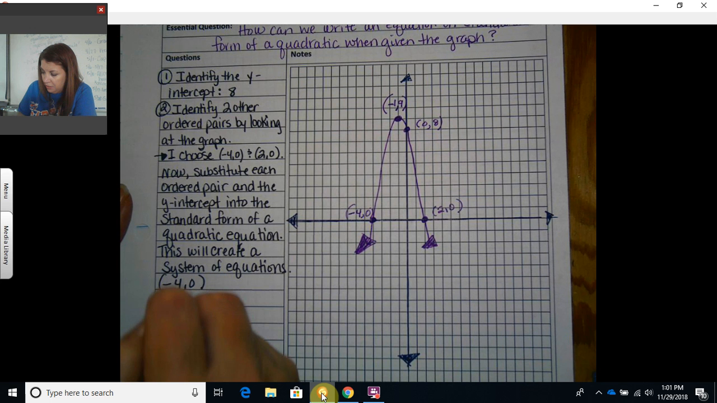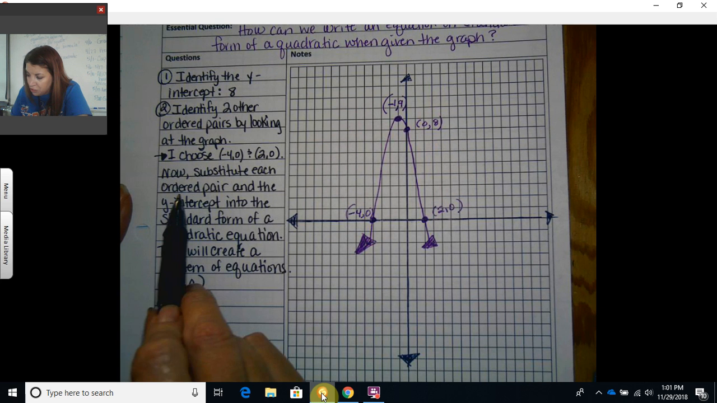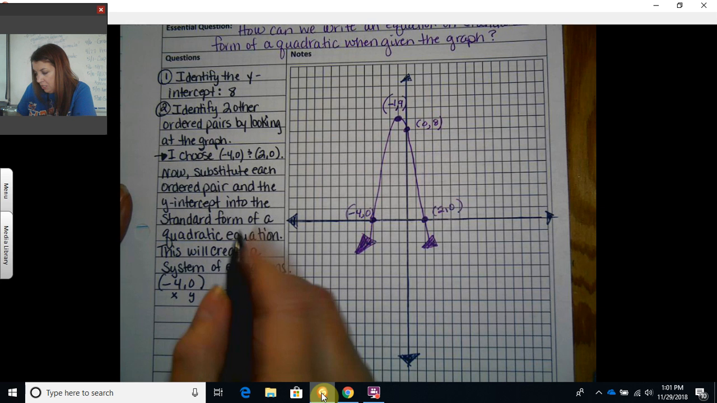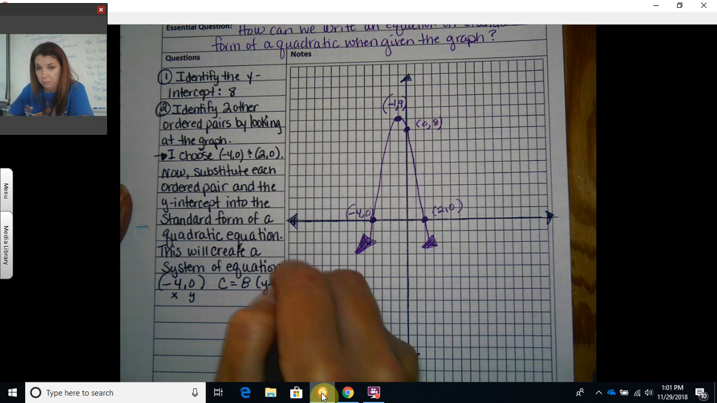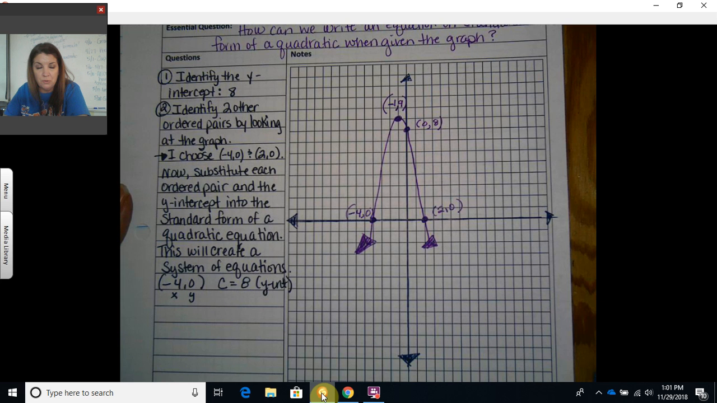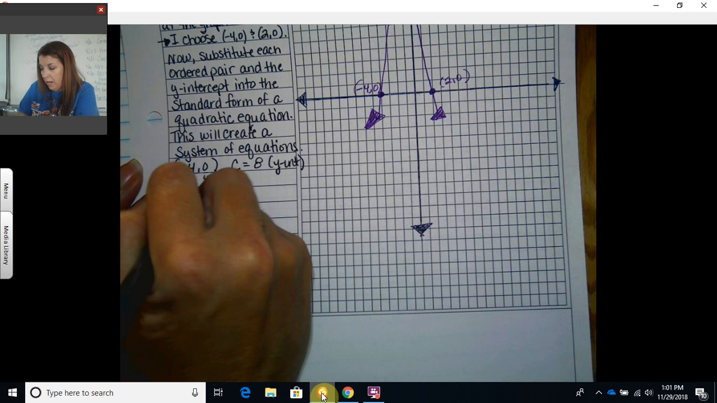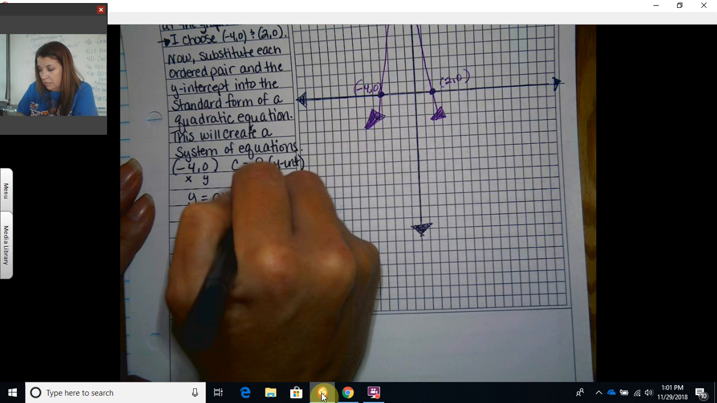So we know -4 is an x value, 0 is a y value. And it said, now substitute each ordered pair and the y-intercept. So our y-intercept is 8. So that's our c value, right? The y-intercept is the c value. So it says substitute that into the standard form of a quadratic equation, which we know by heart. Standard form of a quadratic is y equals ax squared plus bx plus c. We've seen that a million times.